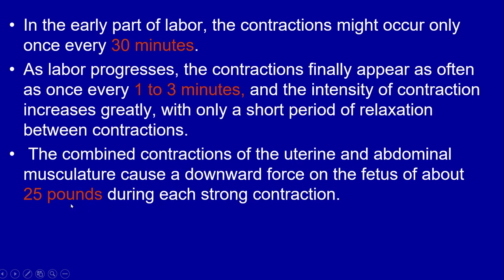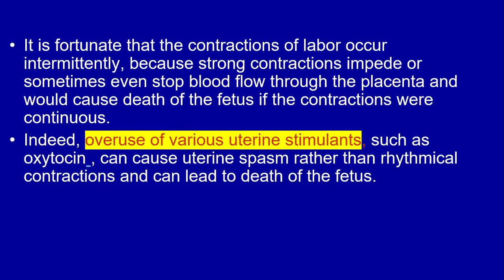The combined contraction of the uterine and abdominal muscles causes a downward force on the fetus of about 20 pounds during each strong contraction. When both the abdominal and uterine forces are gathered, they join together. They put about 25 pounds of pressure on the fetus.